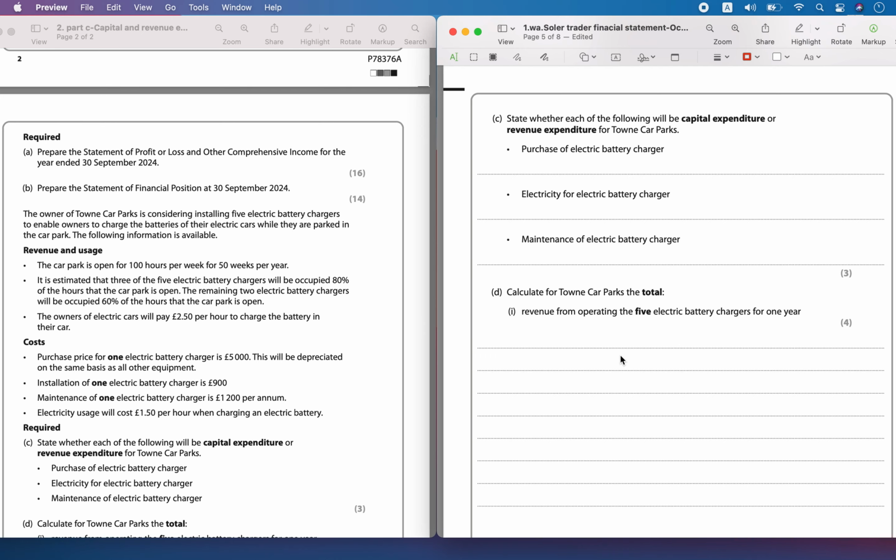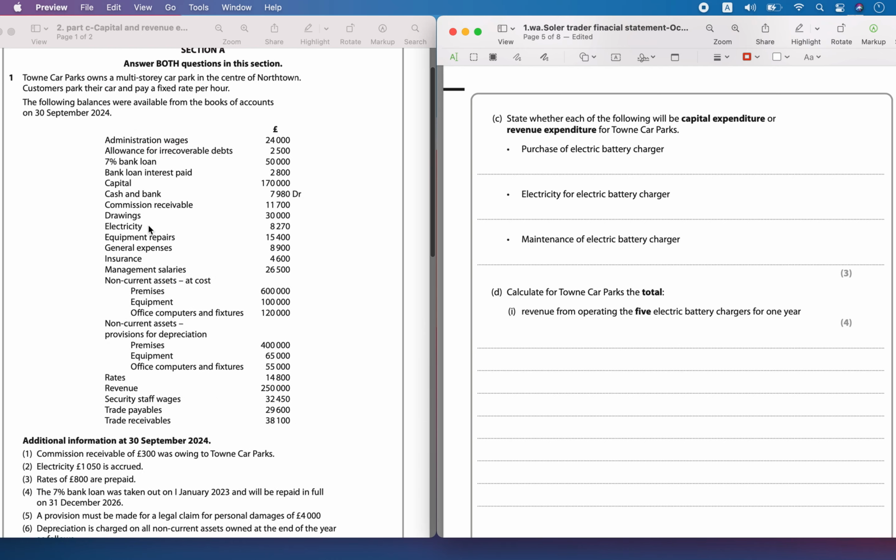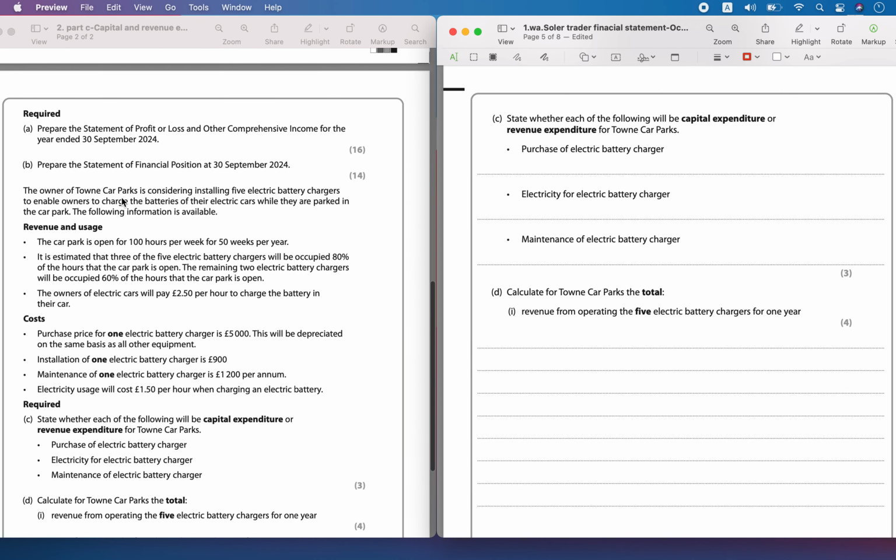Hello, today we are going to solve October 2024 paper question number 1 part C. We had earlier prepared the profit and loss statement and the statement of financial position. Now part C is related to capital and revenue expenditure.